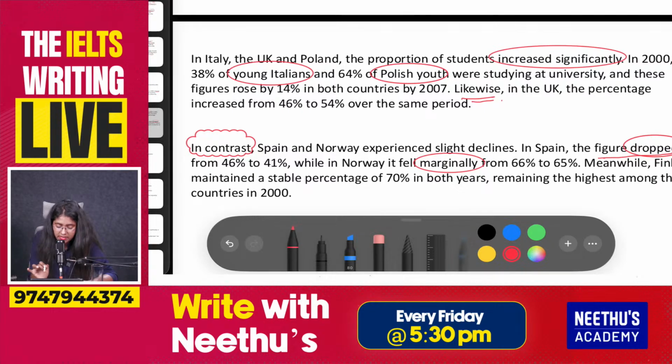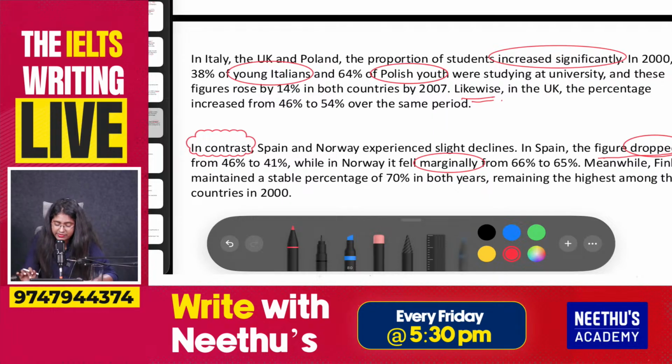Figure dropped from 46 to 41%, while in Norway it fell marginally from 66 to 65%. Meanwhile, Finland maintained a stable percentage of 70% in both the years, remaining the highest among the 6 countries.